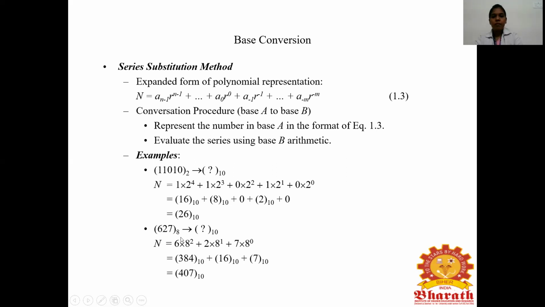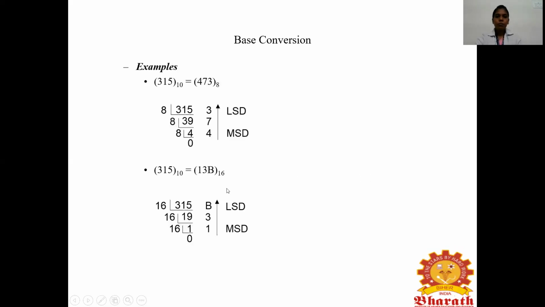Next is 627 to the base 8, an octal number into a decimal number. So the positions are 8 power 0, 8 power 1 and 8 power 2. Here we got the answer 407 to the base 10. And now we'll see the conversion from the decimal number to the octal number, that is 315 to the base 10.